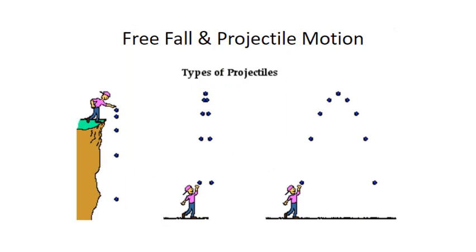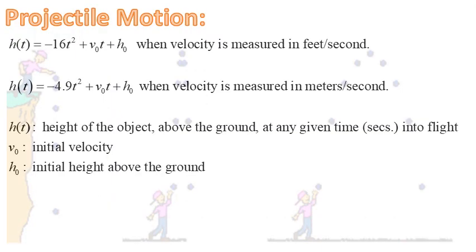Quick review about free fall and projectile motion. Those are the 2 formulas that you need for projectile motion. So you want to make sure again that you have those in your notes and you're using the correct one. If you're given feet and seconds, you use the h of t equals negative 16 t squared equation. If you're given meters per second, you use the negative 4.9 t squared function.